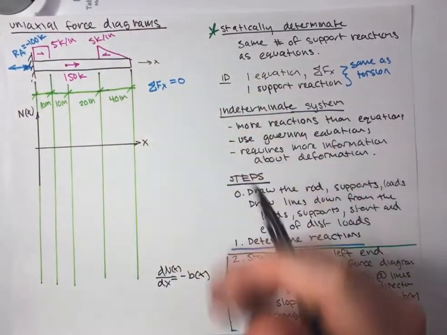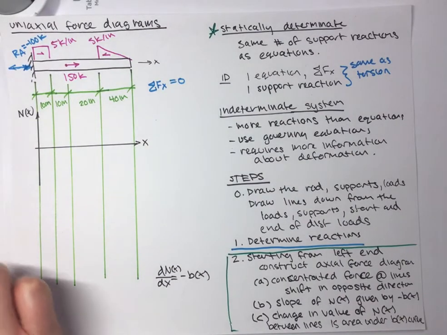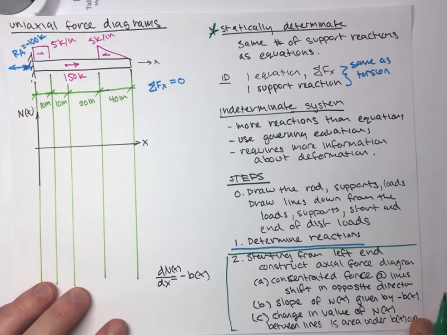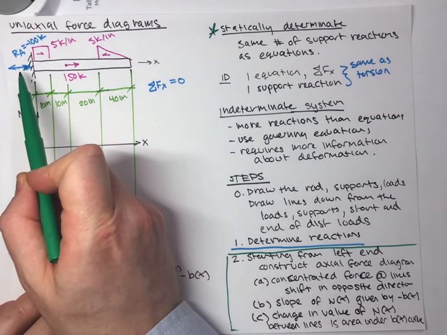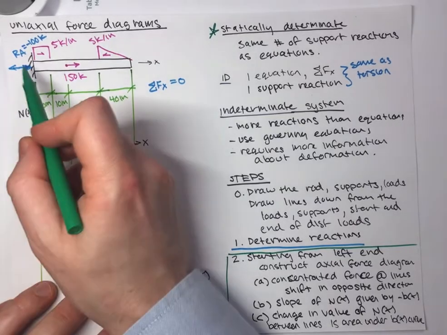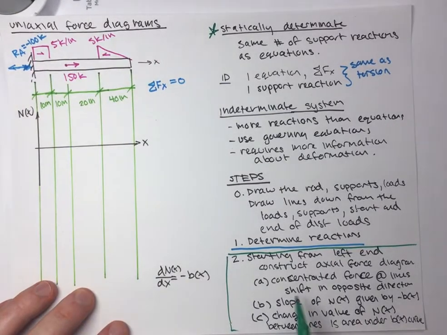This is going to be x. And let's go through our steps. So we start off at a line, right? That's at the left end. And we come up here, we say, aha, do we have a concentrated force? The answer is yes. We have our reaction. And we're at a line. A concentrated force at a line shifts the diagram in the opposite direction.